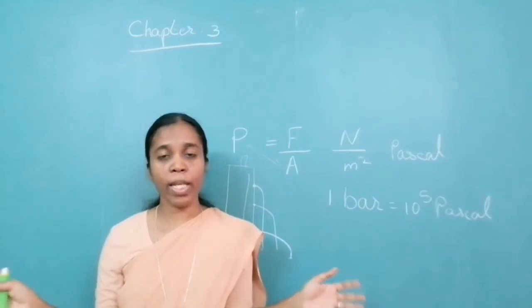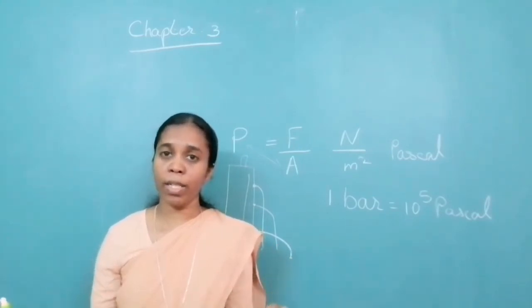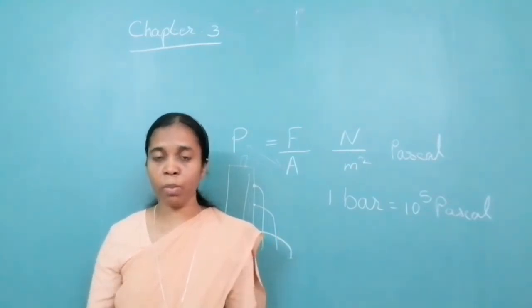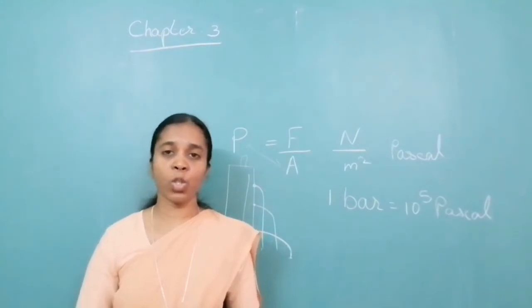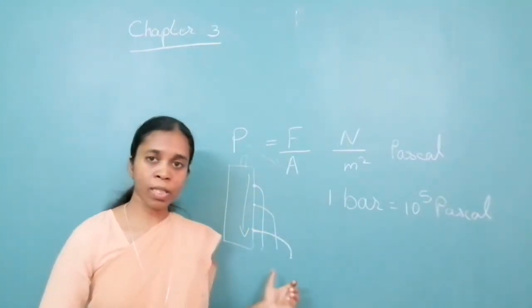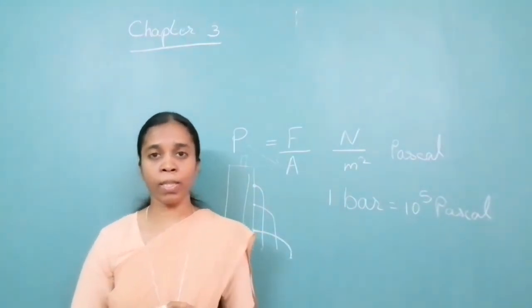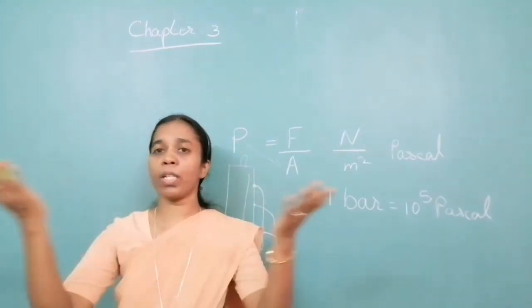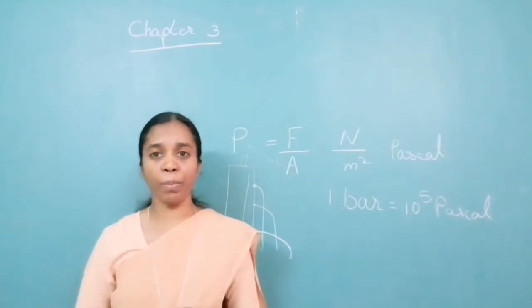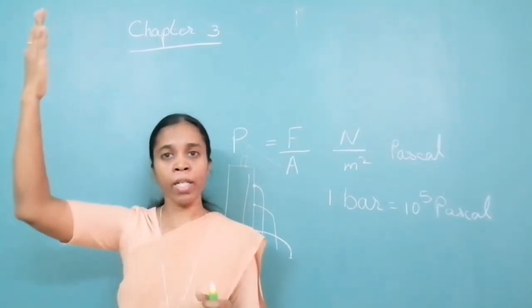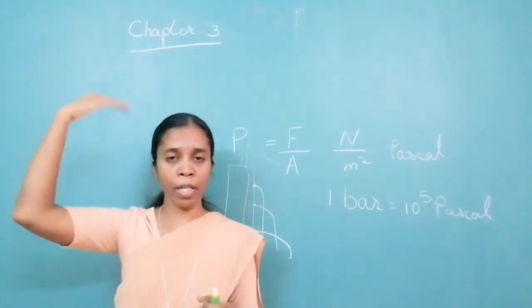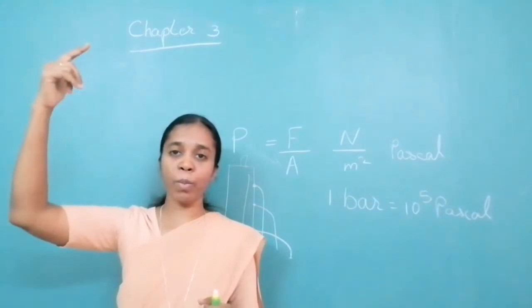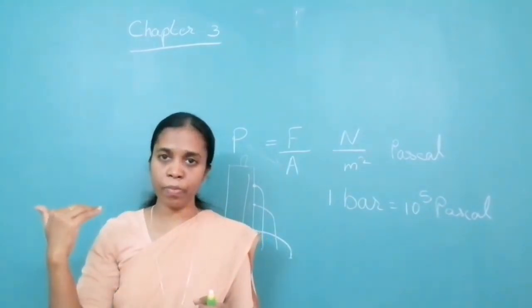Otherwise, the wall can break. That is why the dam's walls towards the bottom have to be very, very strong. As the depth increases, pressure also increases. If you look at the gas pressure in the atmosphere, we know that we are surrounded by a lot of atmospheric pressure. As you go higher and higher, the atmospheric pressure decreases.